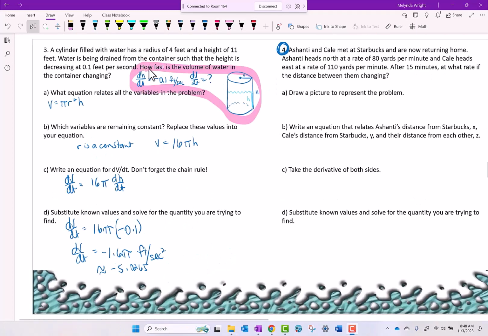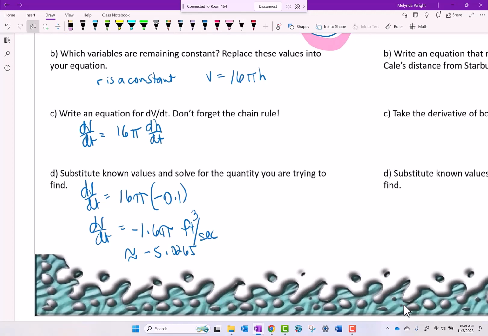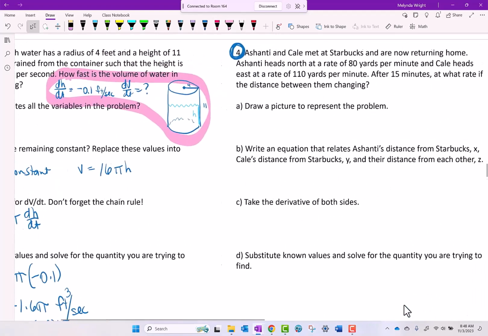All right, so with this number 3, I need to switch. It's the volume, the rate of the volume. It's not like acceleration. So it's actually feet cubed per second, or our units on number 3. It should be feet cubed per second since it's a volume measurement. All right, so let's look at number 4.